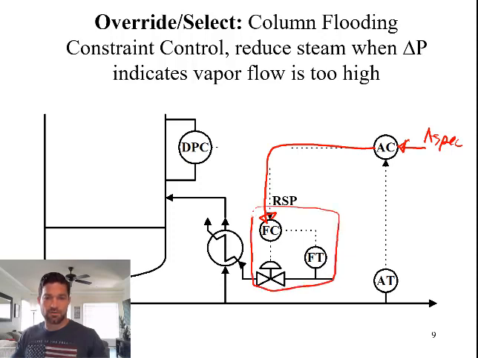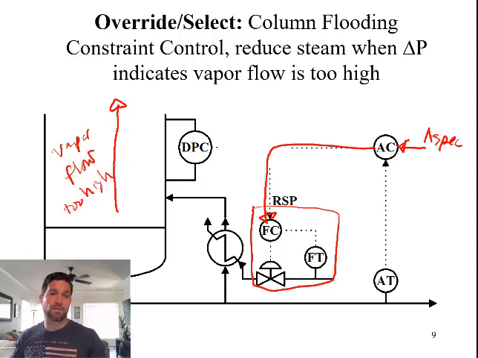Again, we have the cascade loop to accommodate for variations in steam pressure at the bottom of the column. One thing we know can happen is that if the vapor flow is too high, the column can flood. We can get an indication of vapor flow by measuring the delta P across the column. So if the delta P across the column gets too high, we're going to need to back off on the amount of heating that's done at the bottom of the column to keep the vapor flow from being too high and causing flooding.